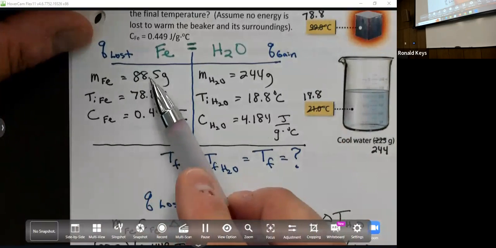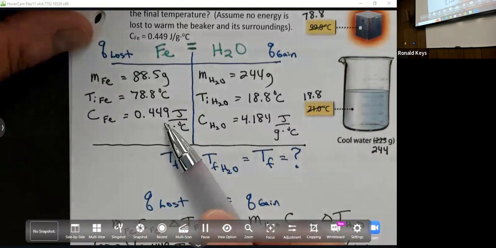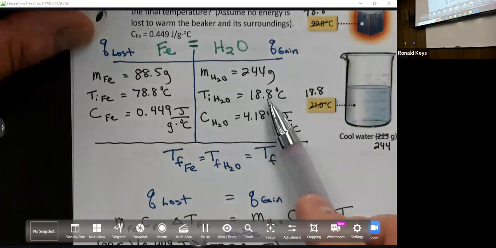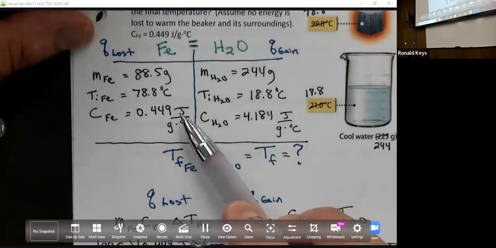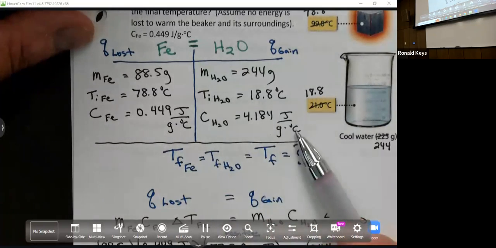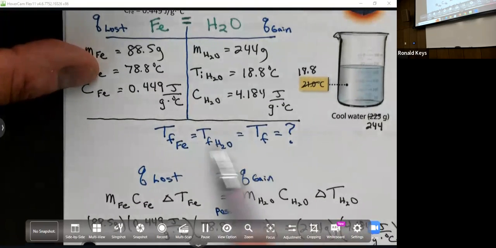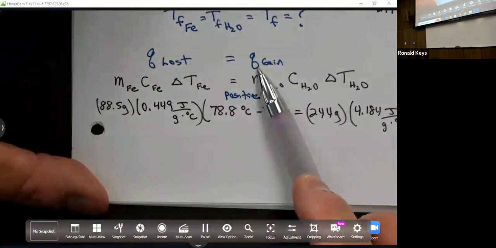So we need to know the mass of the iron, the initial temperature of the iron, specific heat of iron. The mass of the water, the initial temperature of the water, and specific heat of water in joules per gram degree Celsius, so they match up. But the key is the final temperature is going to be the same. So we set that up as Q lost equals Q gained.